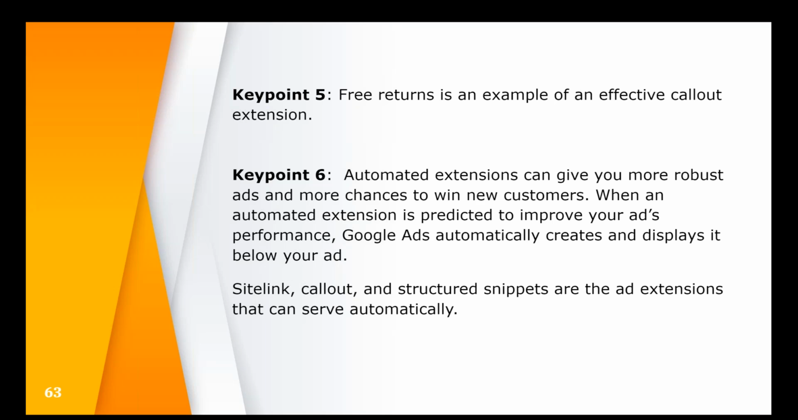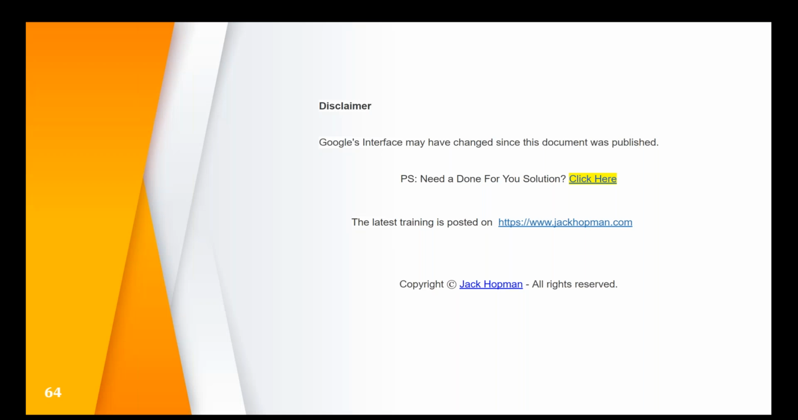Keyword number 6. Automatic extensions can give you more robust ads and a better chance to win new customers. When an automated extension is predicted to improve your ad's performance, Google adds automatic ones and displays them below your ad. So if your extensions are created well and website visitors click on them, Google will automatically show more and more of that ad extension. Site link, call out, the structured snippets are ad extensions that can serve automatically. Good. So this concludes ad extension.